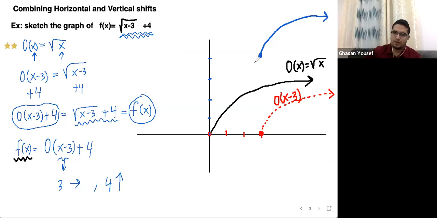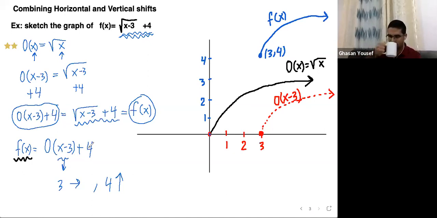This point, you have to show me what this point is. This point here is 3, because here we have 3, so it is 3 comma 4. 1, 2, 3. Okay, any question? And here the red one is f of x, or you can say g of x minus 3 plus 4. Any question?